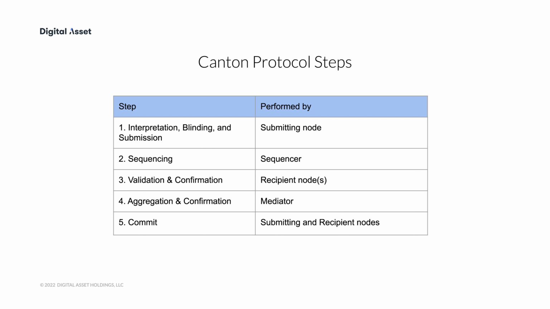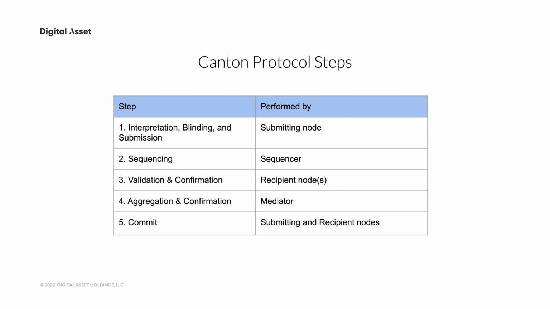By having a single commit message from the mediator to mark the final commit that is consistently ordered and timestamped for all nodes by the sequencer, the protocol ensures that all transactions are either committed at a consistent point in time with all nodes or none at all.